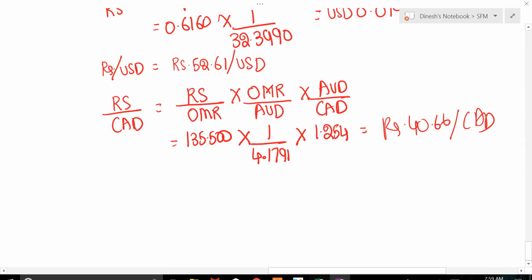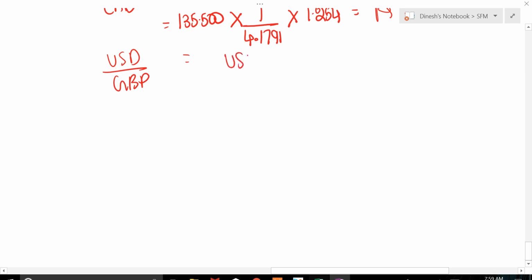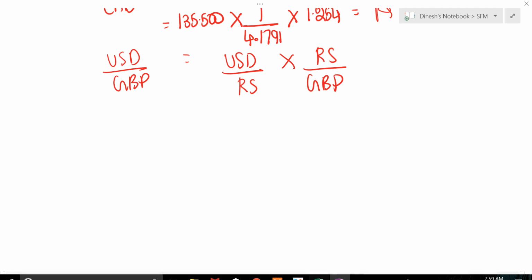So the question's requirement is USD per GBP. First rule is splitting the formula. USD will be my numerator. With USD, which currency is there? Rupees. I have to cancel rupees. Now this is easy. They could make it rupee per Canadian dollar into Canadian dollar per GBP, and it will keep on going like this. So they can make it more and more complex if they want to. This is stage 1.